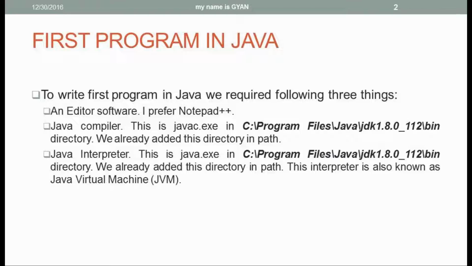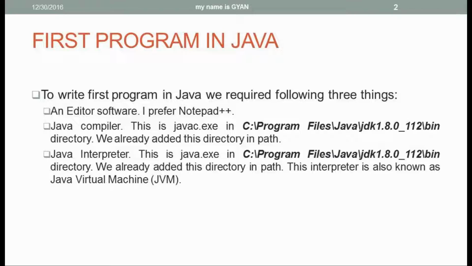To write the first program in Java, we require the following three things. First one is an editor software. Although you can use Notepad provided by Windows or any other editor, I prefer Notepad++. Second one, a Java compiler. This is javac.exe in C drive, Program Files, Java, JDK 1.8.0_65, bin. We already added this directory in the path. Then, the Java interpreter. This is java.exe in the same directory. This interpreter is also known as Java Virtual Machine, or in short we can call it JVM.